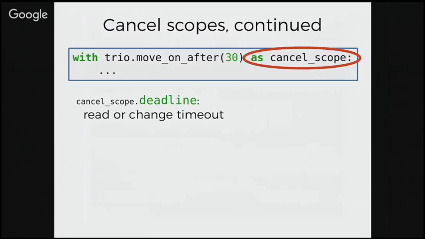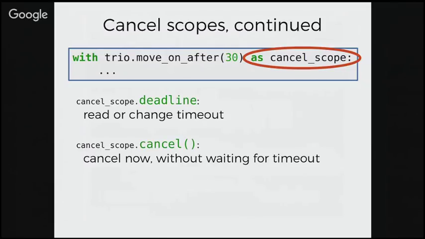You can change it. See, I need a little more time. You can add some to it. You could also cancel it right now, just be like, done. That's enough. Think of that like when someone hits stop in the web browser. Like, oh, I was in the middle of doing all this network stuff, but actually, forget that. That's kind of what this cancel method is for.